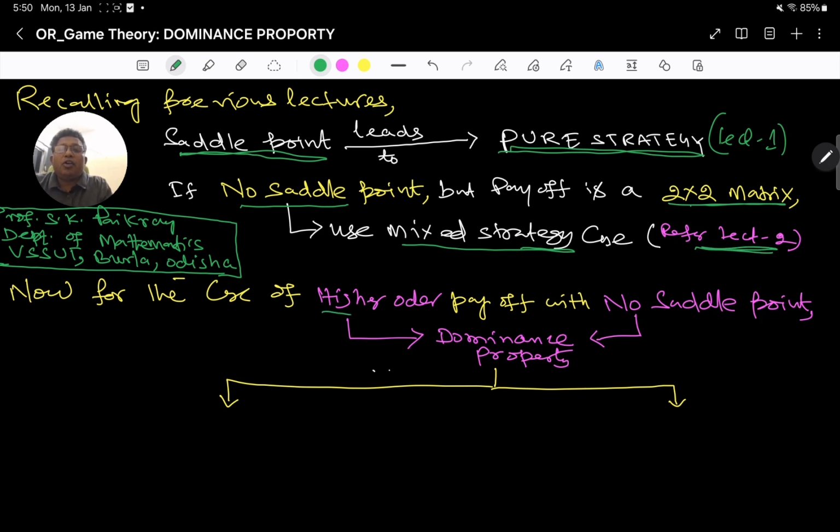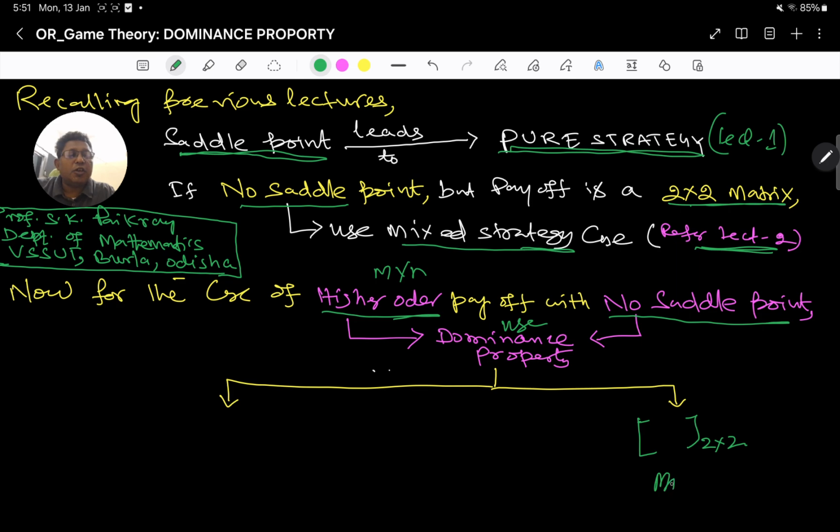Now for a higher order matrix, say a matrix of order m cross n, on payoff with no saddle point, we use the dominance rule, the dominance property. If by using the dominance property we are able to bring it to a matrix of order 2 cross 2, then we use the mixed strategy case as we discussed in our lecture number 2.